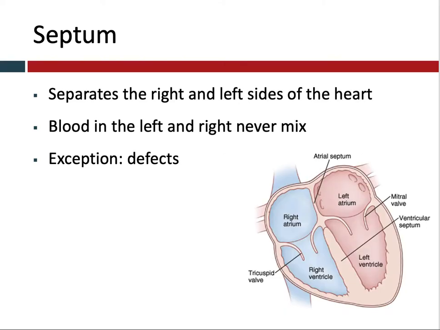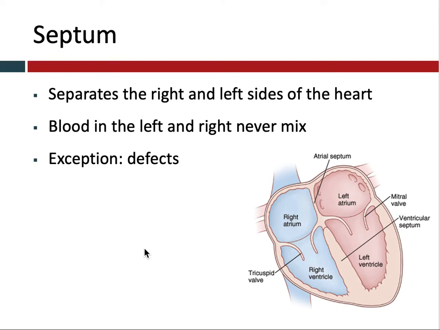The septum is the separation between the right and left sides of the heart. So you can see here, this is the septum. It has a portion up here called the atrial septum that separates the atria, and then the portion down here called the ventricular portion of the septum, which separates the left and right ventricles. We can just call the whole thing the septum, but you may see it labeled separately in some diagrams.